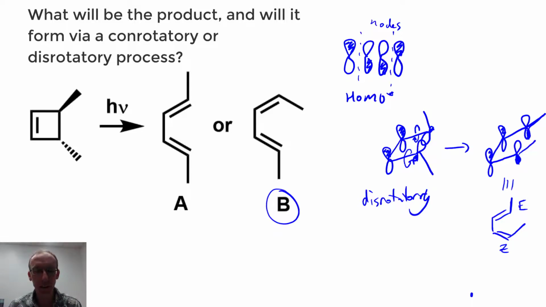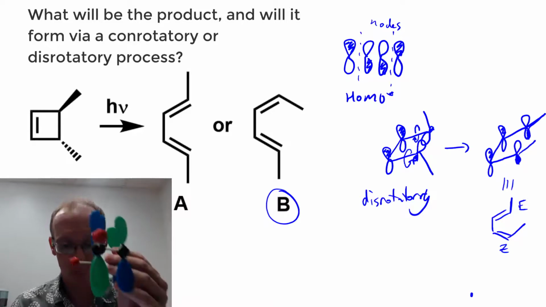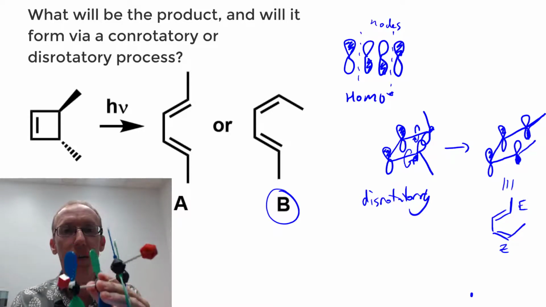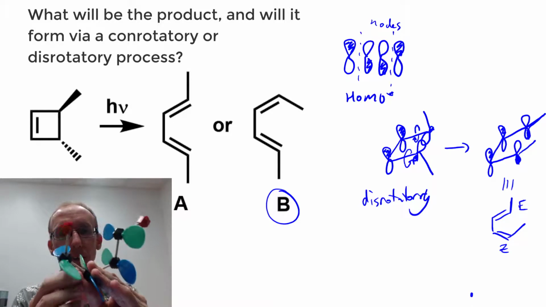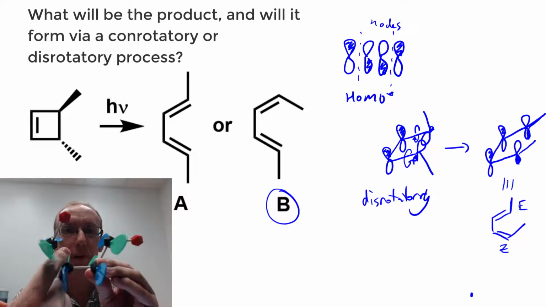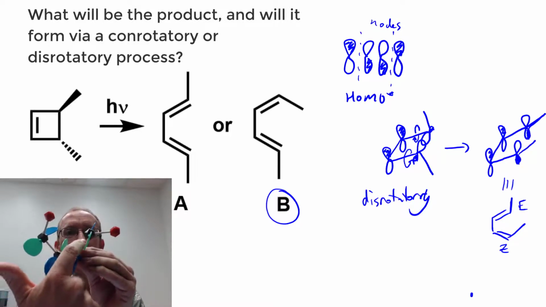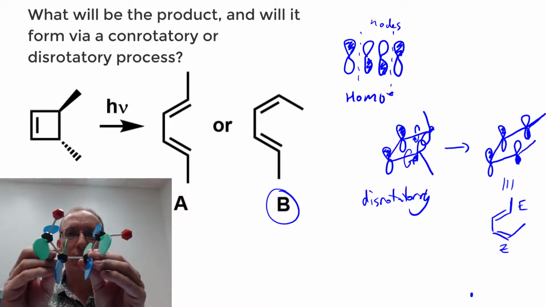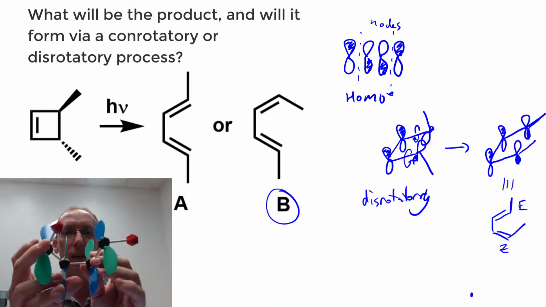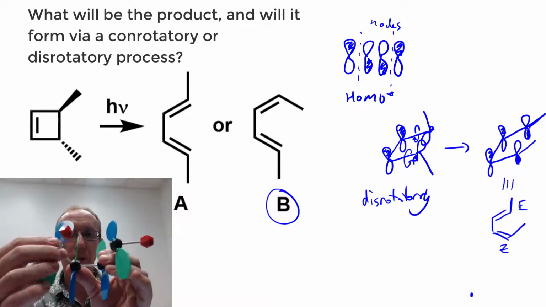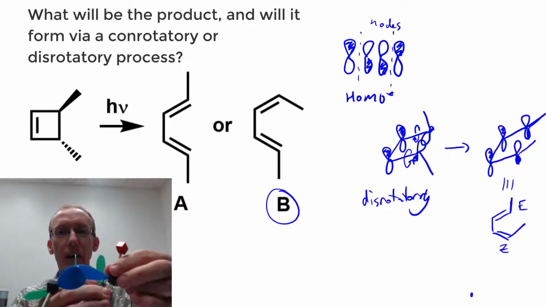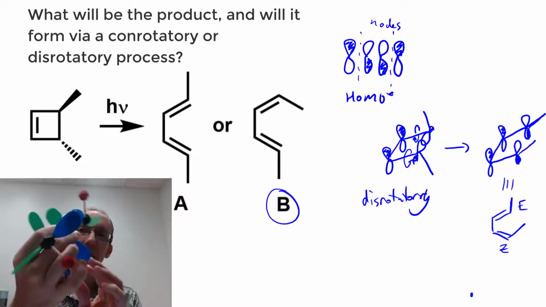Okay, just to double check that answer, we can check it with a model. So I've got a model here. Don't know if you can see that clearly on the camera, but I've made a model of the product, butadiene, with the Z double bond here and the E double bond over here. So if we're going to get a disrotatory process, we're going to get one of those lobes going this way and one of those lobes going this way.